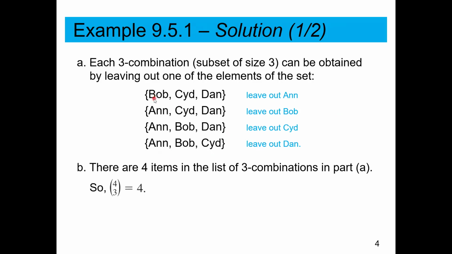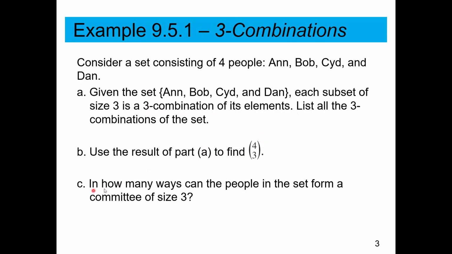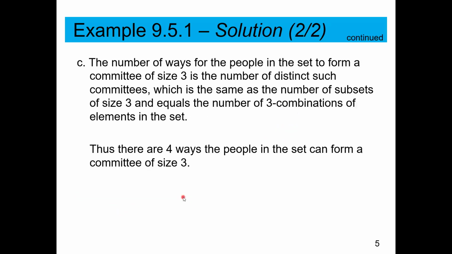Here I had Bob, Sid, and Dan, leaving Ann out, and so forth, because in each situation I was really choosing who to leave out. One interesting thing is that choosing who I wanted in was the same as choosing who I didn't want. That's an interesting note for combinatorics: it isn't always easier to count what we want. Sometimes it's easier to count what we don't want. Coming back here, in how many ways can the people in the set form a committee of size 3? Well, we already did this. There are 4 ways to pick a committee of size 3.